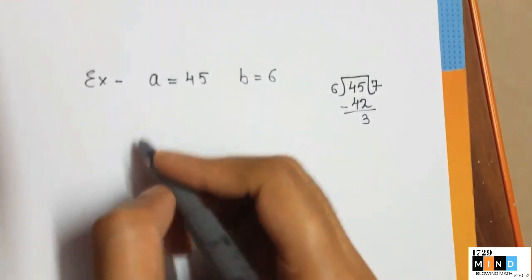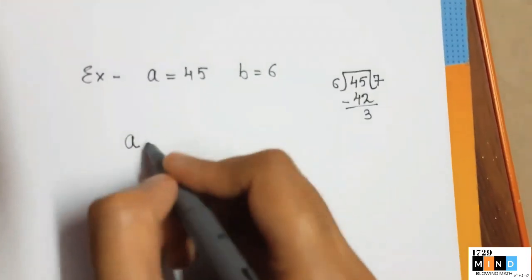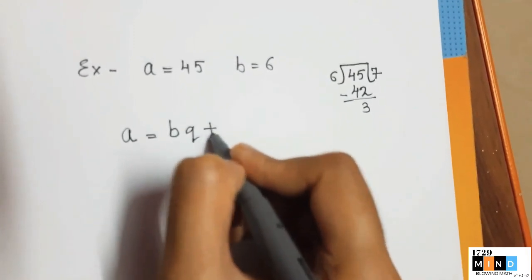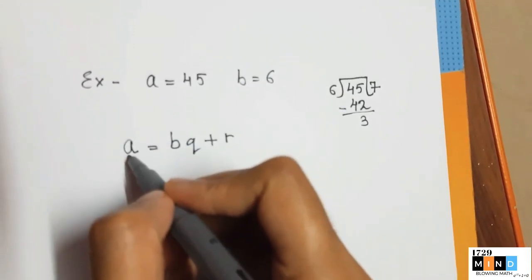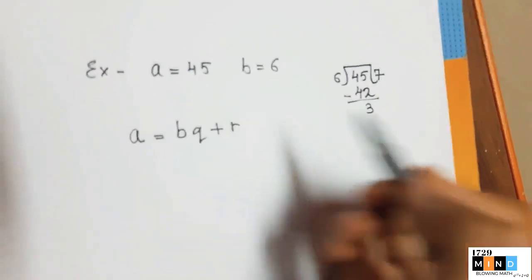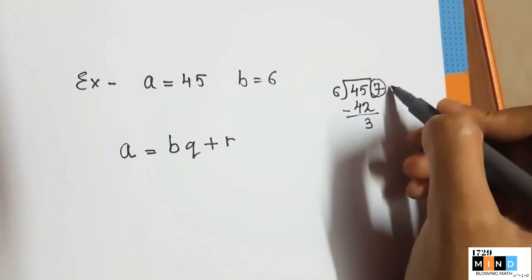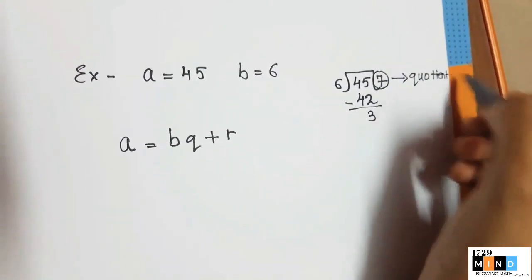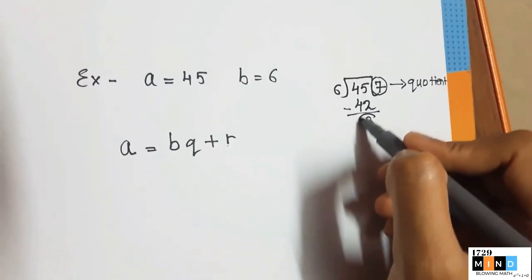Now, as you know, we have to satisfy the division lemma, that is a equals bq plus r. Now we have a, we have b. Then what is q and what is r? q is nothing but the quotient, and r is the remainder.